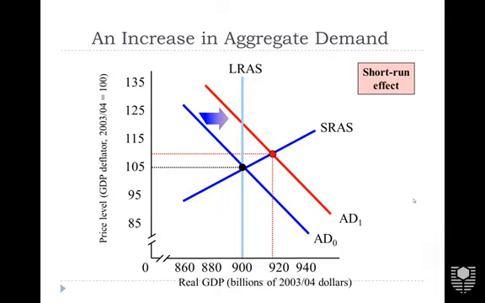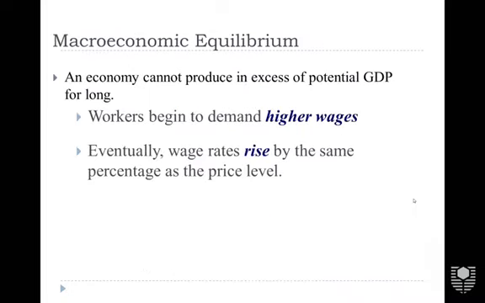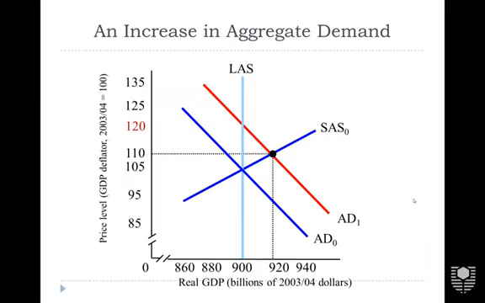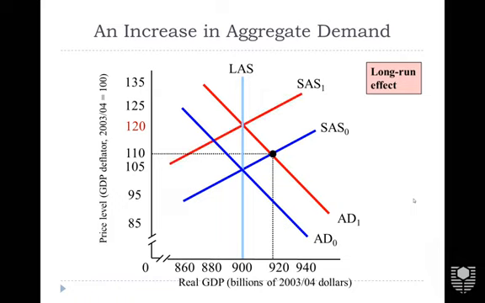If aggregate demand increases in the short run, there will be higher prices and more production in the economy. But an economy can't produce in excess of potential GDP without affecting the price level. So workers begin to demand higher wages, so the wage rate rises by the same percentage as the price level. Ultimately, the long-run impact is that the short-run aggregate supply shifts towards the left, and we come back to the potential GDP level.